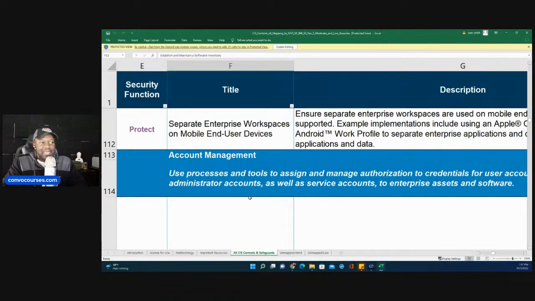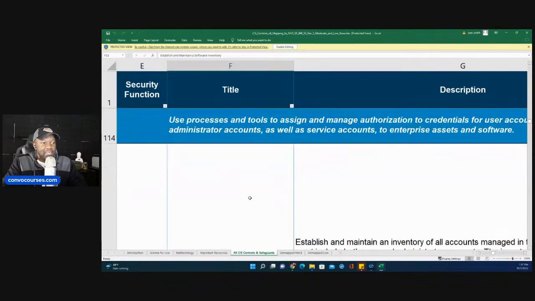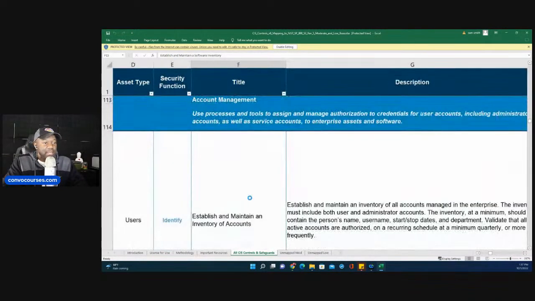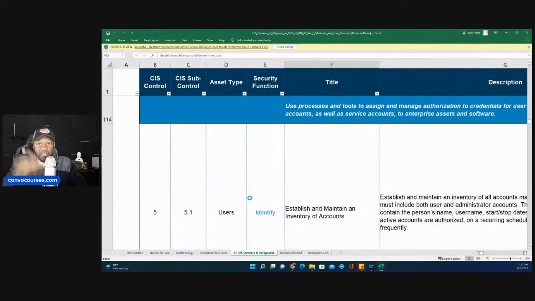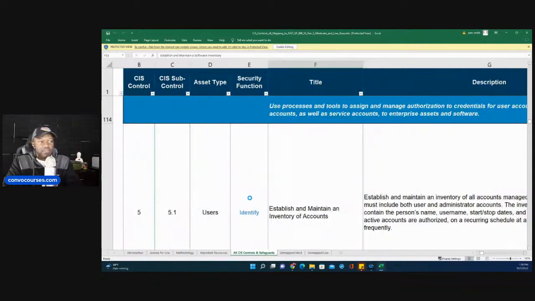Okay, another one is account management. And what is account management? This is making sure that anybody who has an account, all the users, all the privileged users, the regular users, they're managed. We know who's on our system. We have an inventory of all the accounts. Whenever somebody goes to another organization or leaves the organization, we know that their account was terminated, right? We have a life cycle of their account.